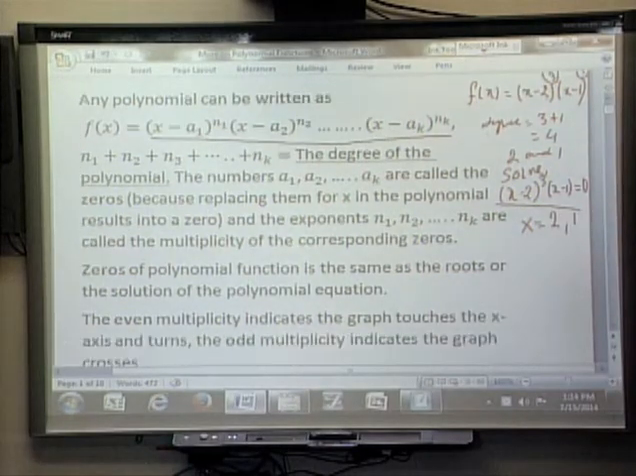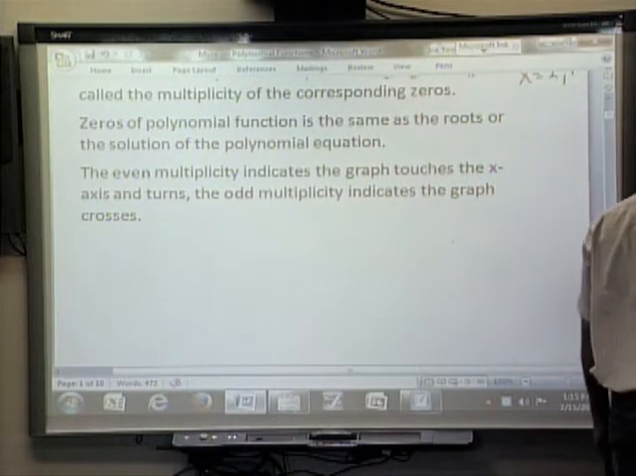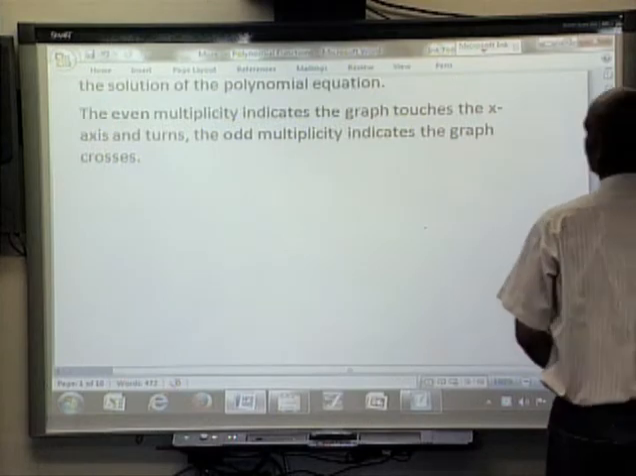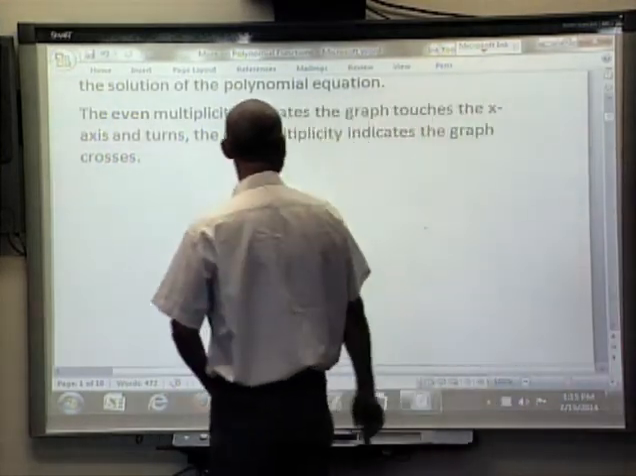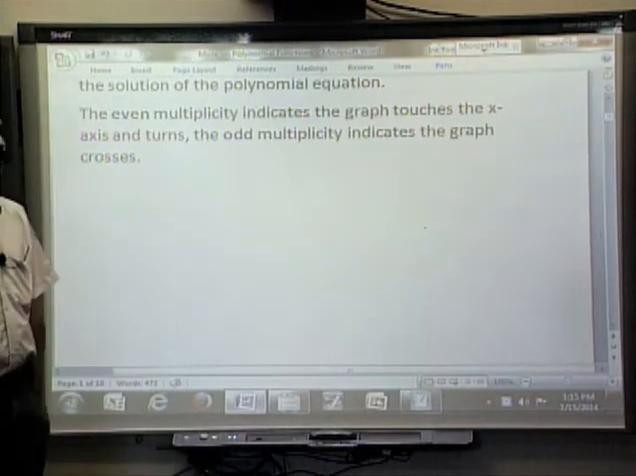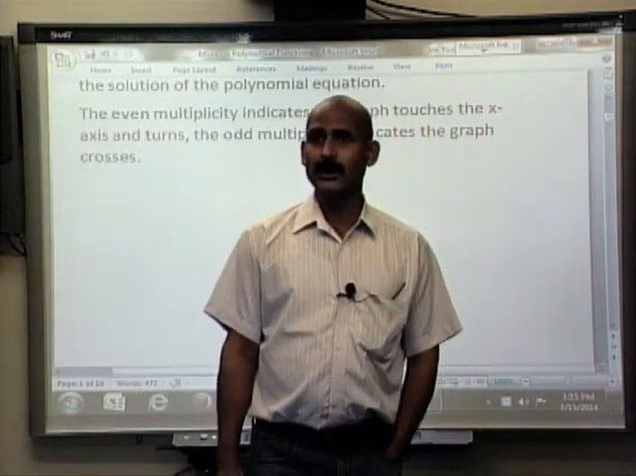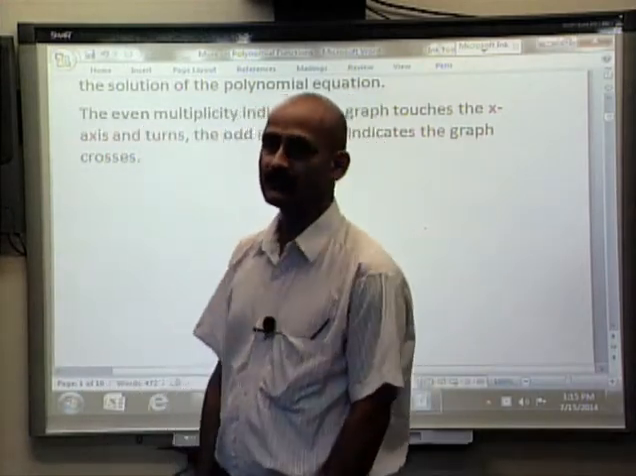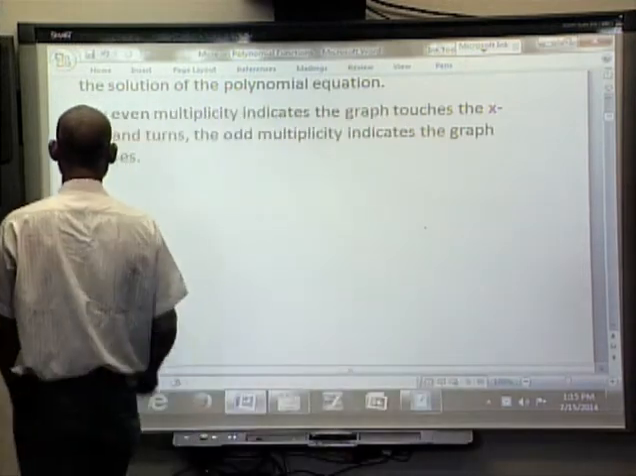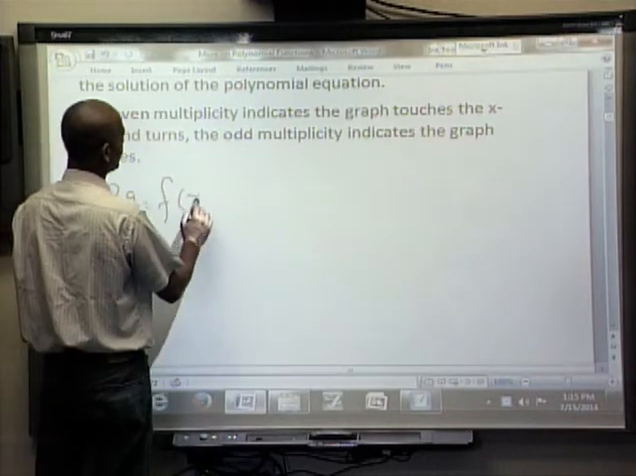Well, these multiplicities will be some integers, and this is one fact we always need to realize. If the multiplicity of a zero is even, the even multiplicity indicates the graph touches the x axis and turns around, whereas the odd multiplicity indicates the graph crosses at this zero. Well, let me use the previous example and let us see what I mean by that.